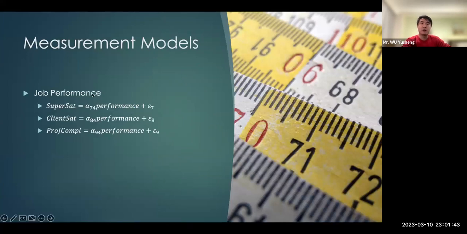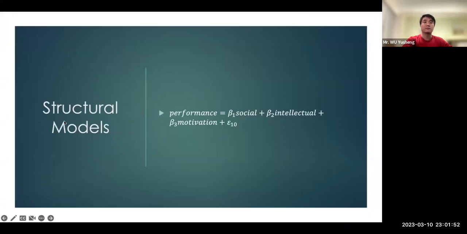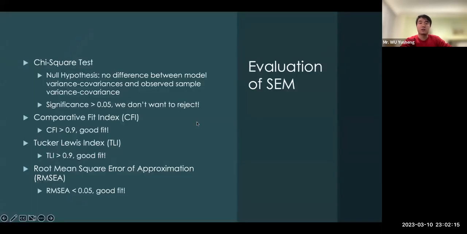And we see the dependent latent variable is also measured by three different satisfaction scores, okay? And in the structural equation model, performance is equal to beta one times social skills plus the other terms. Performance is a latent variable, not observable, and social skills, intellectual skills, and motivation, all three independent variables, are also not observable, okay? So we can see this is a structural model.